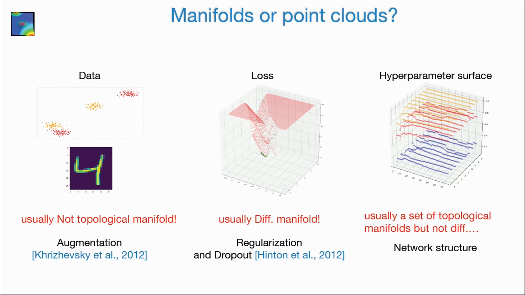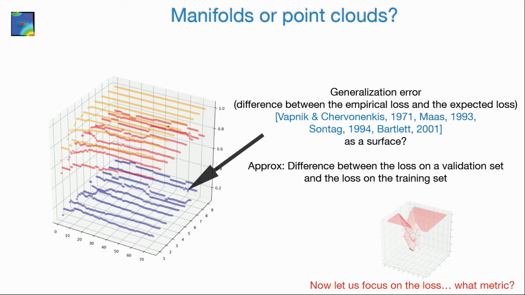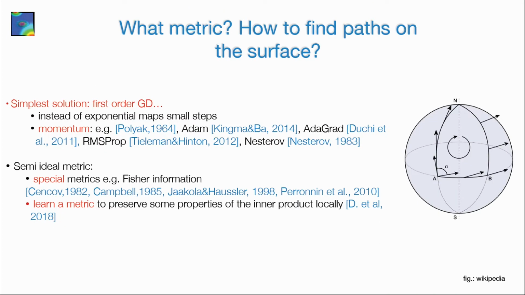But there are really cool papers about it recently, even with Fisher information. But let's keep to the metric based on the loss, because that's what I can show you what we could do. So the simplest solution to find paths on the surface, if we know that it's a smooth surface, is that we use simple first-order gradient descent, right? We start from a point, and in small steps, we try to reach a local minimum. We do that every day.